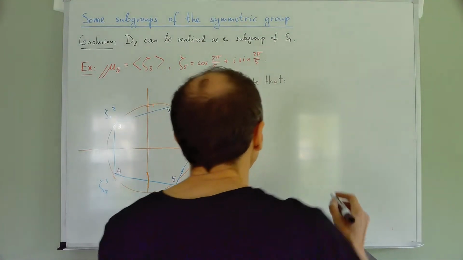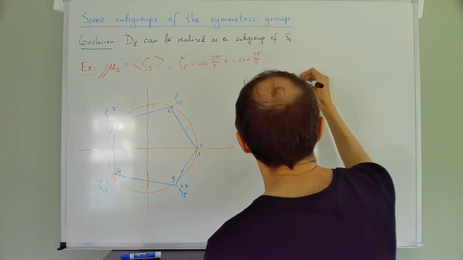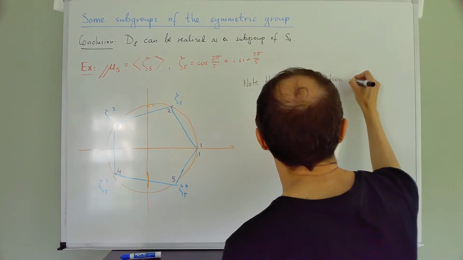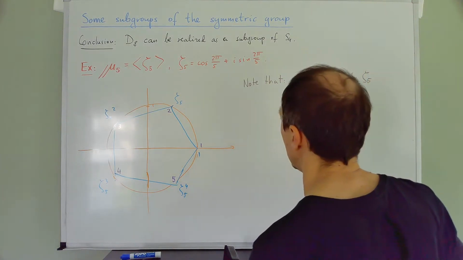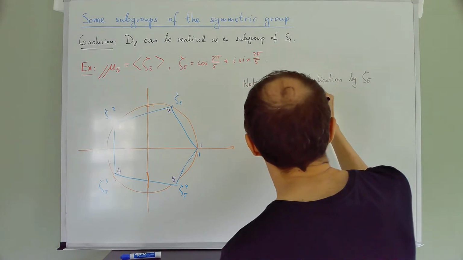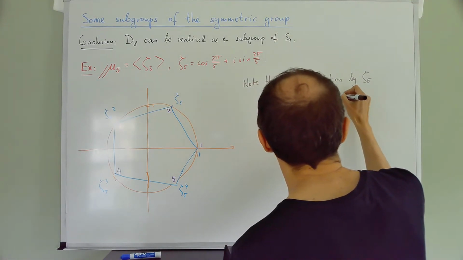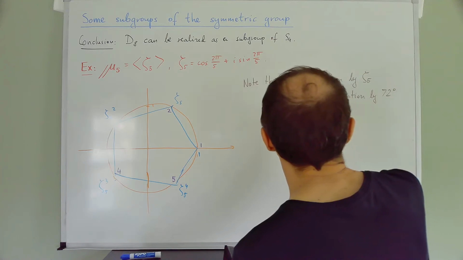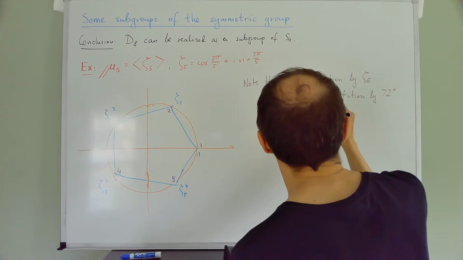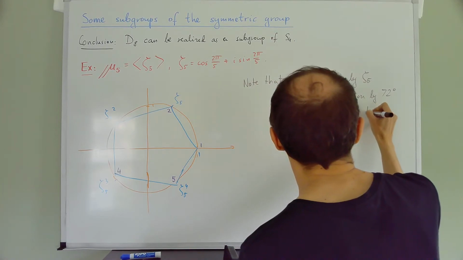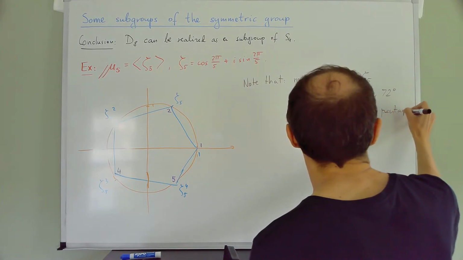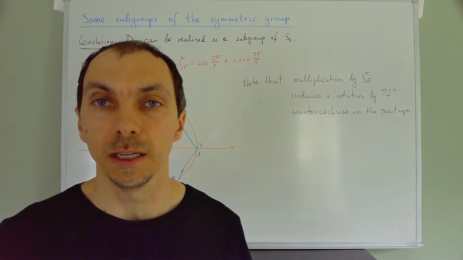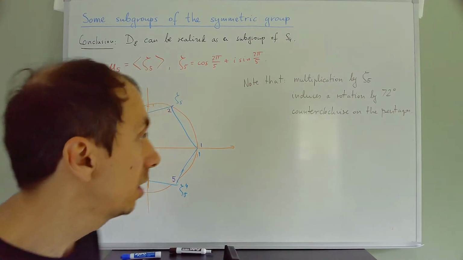So note that multiplication by zeta 5 induces a rotation by 72 degrees counterclockwise on the pentagon. So what do I mean by this? I'm going to take every vertex and multiply that vertex, in terms of complex numbers, by zeta 5.